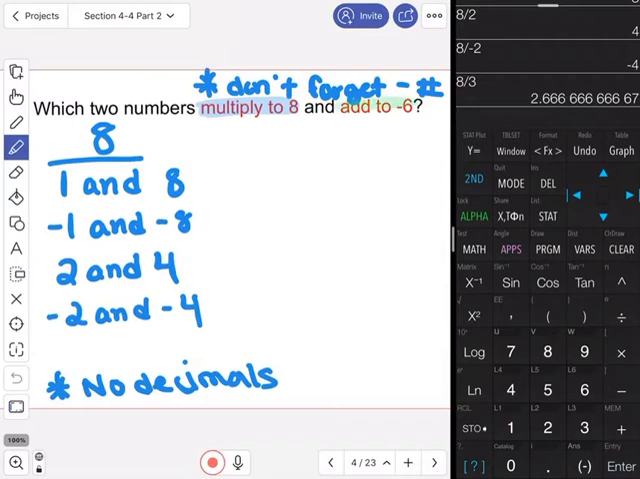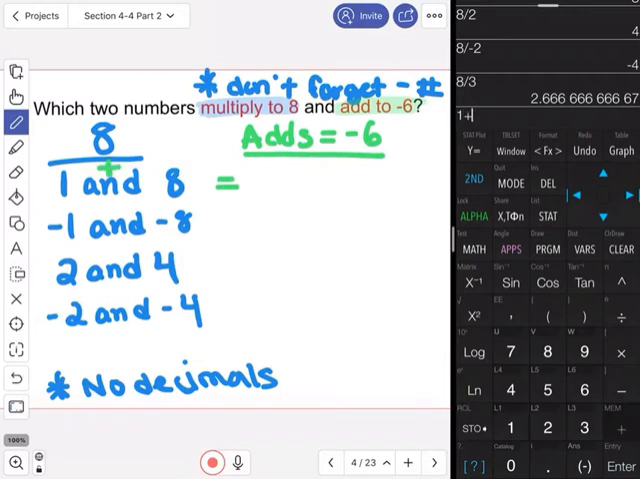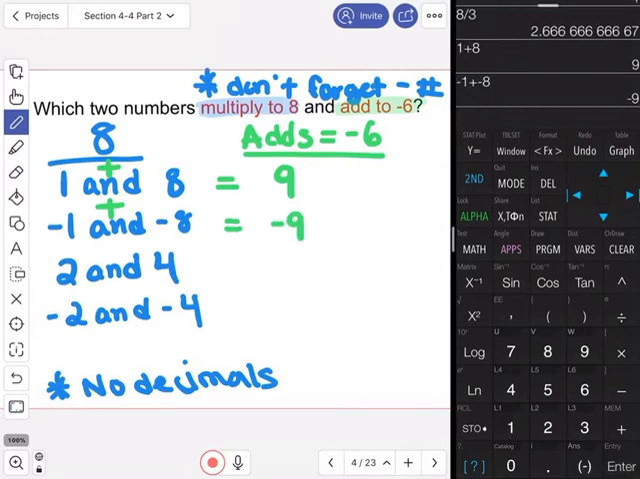However, now I have to figure out which pair adds to negative 6. So if I'm going to figure out which set adds to equal negative 6, if I do 1 plus 8, that gives you 9, negative 1 plus negative 8 equals negative 9, 2 plus 4 gives us positive 6, and negative 2 plus negative 4 equals negative 6.